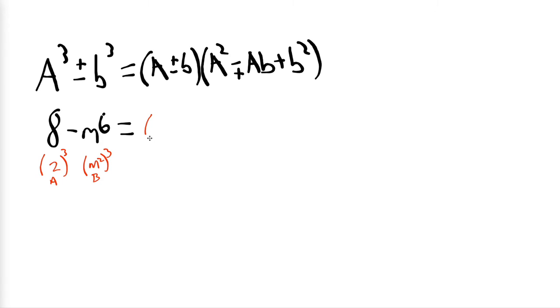And then we would write this as 2. We've got the minus, so maybe I'll circle these so I don't screw them up. So I've got 2 minus M squared, so A minus B. And then I've got A squared, which is 2 squared, plus 2 times M squared, plus M squared squared, which is M to the 4th.